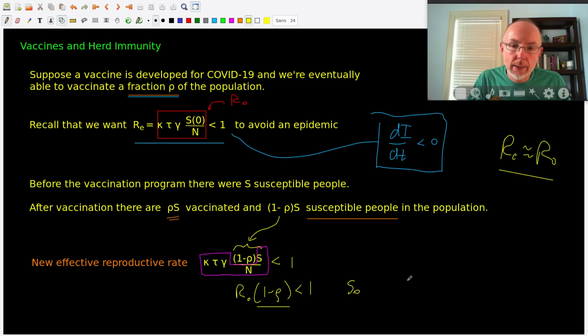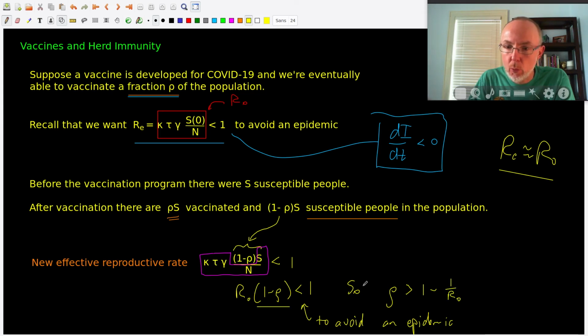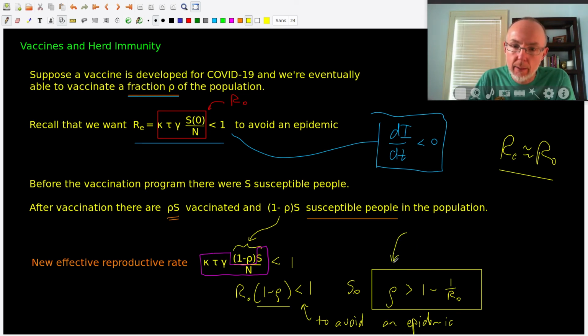And so I can actually solve that for rho, right? If I want this to be less than 1, I want it to be less than 1 because I want to avoid the disease becoming an epidemic. So this quantity has to be less than 1 to avoid an epidemic. If we rearrange this inequality, we can say that rho has to be bigger than 1 minus 1 over R sub 0 for us to avoid an epidemic. Think about what that means. This is the criteria for the vaccination program to be successful.